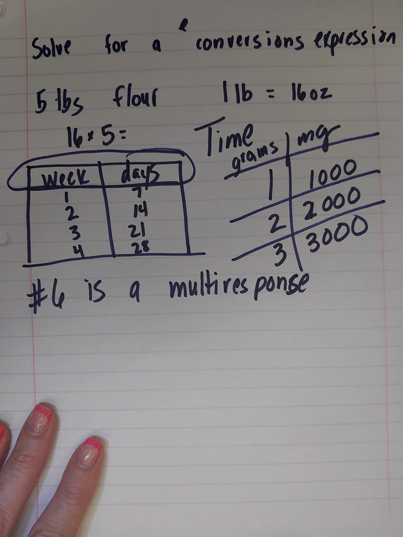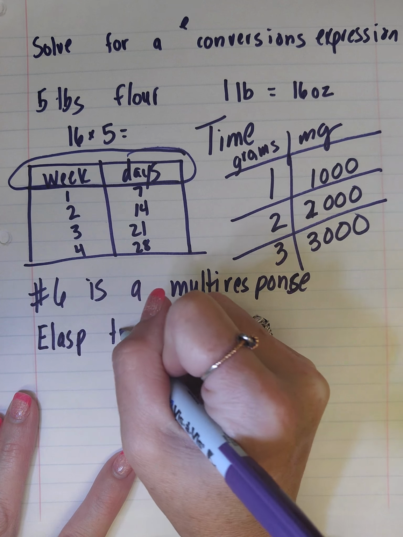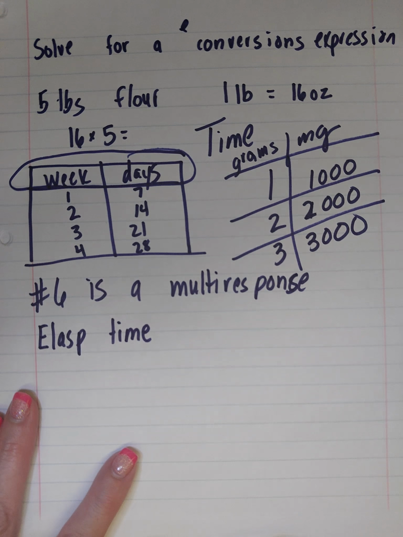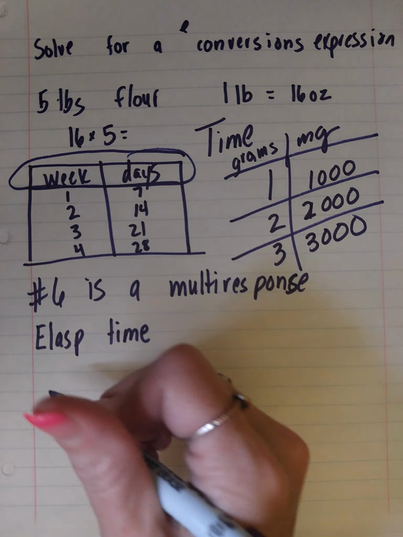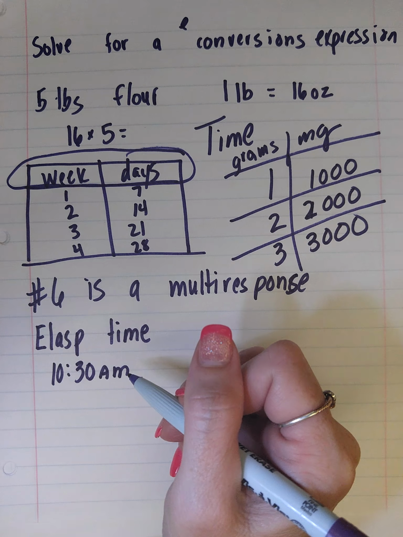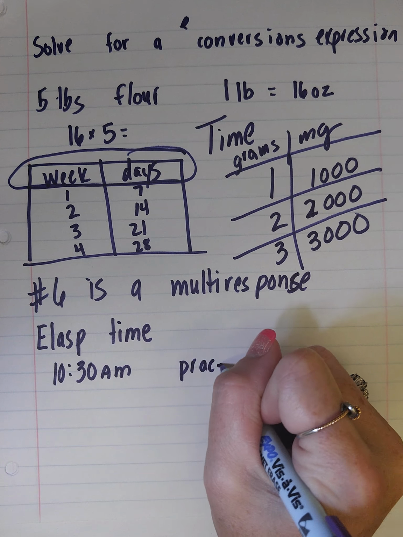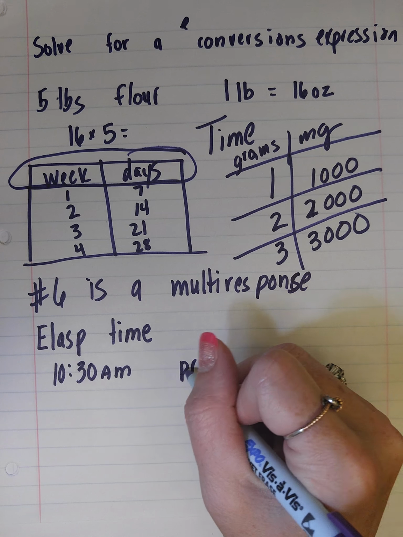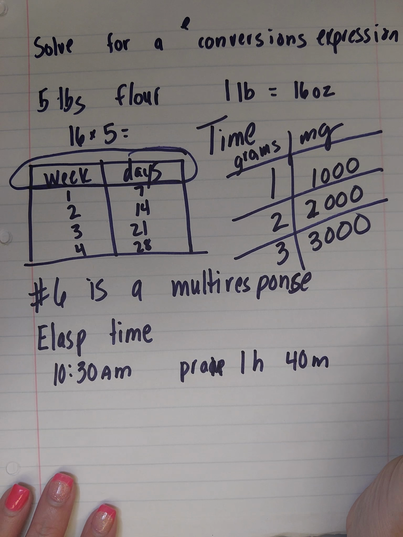All right, let's look at the next one. We have to have elapsed time. Now, elapsed time, let's go ahead and I'll put up one of the problems that we had for our review in elapsed time. So it said Maya's band rehearsal began at 10:30 a.m. and they practiced for 1 hour, 40 minutes. What time did they stop?